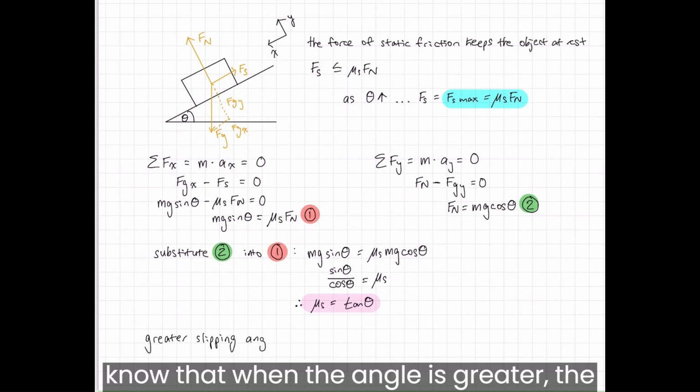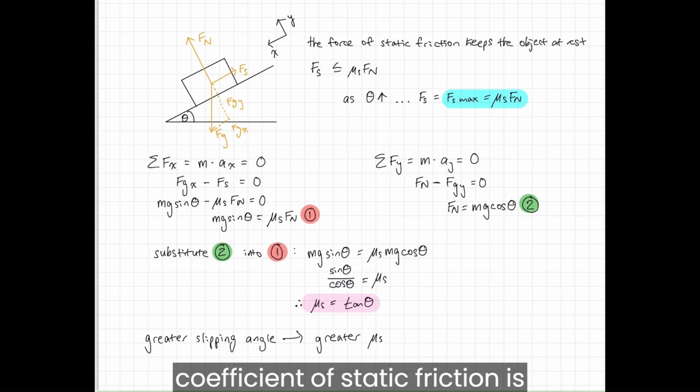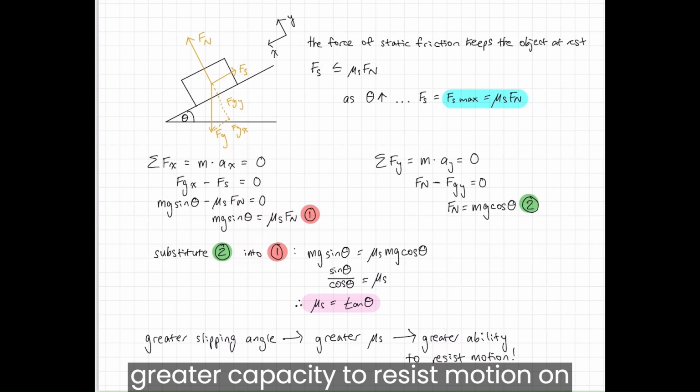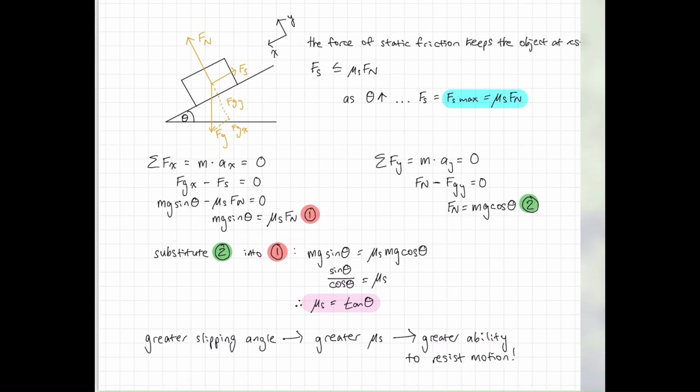Therefore, we know that when the angle is greater, the coefficient of static friction is greater, and the object will have a greater capacity to resist motion on that particular surface. So, how can we test this?